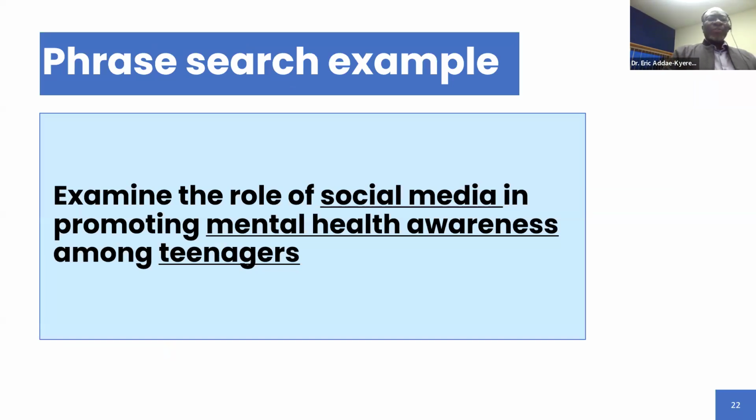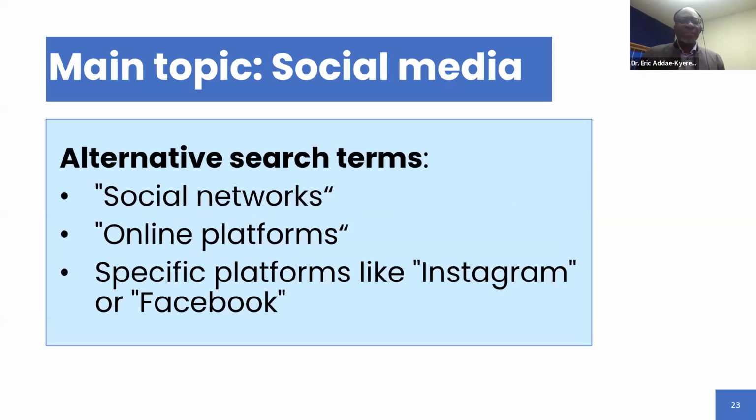Okay, so what if we wanted to do a phrase search? Again, we're back to: examine the role of social media in promoting mental health awareness among teenagers. We want to pick up some of the key phrases. We are assuming we're working in a repository and we want to use phrases within our essay topic or assignment to pick up information around this topic. When we look at social media, some phrases are social networks and online platforms. We may even want to go into more detail, looking at online platforms such as Instagram or Facebook.